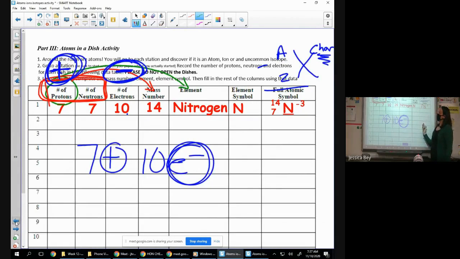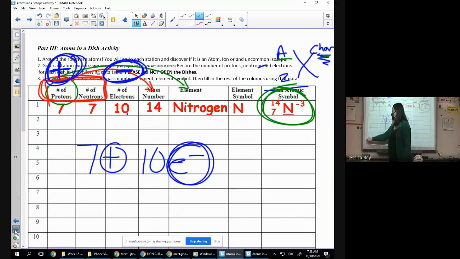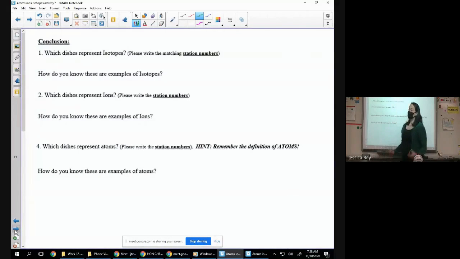So one of the first things you're going to do today is finish filling in this chart. Make sure you know how to do the full atomic symbol. Mass goes on the top, atomic number goes on the bottom, and charge goes up to the left or to the right. Then I need you to answer some post-lab questions today.